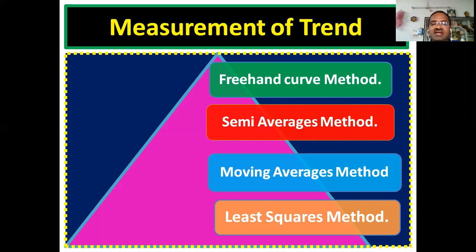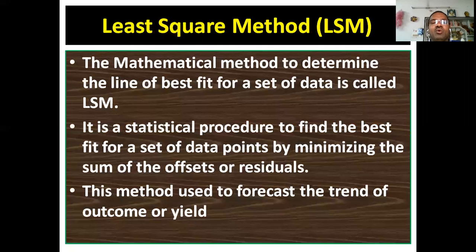Now the fourth method is the least square method. What is the least square method? The mathematical method to determine the line of best fit for a set of data is called the least square method. See, this is a mathematical method. It can be used in measurement of trend so as to determine the line of best fit for a set of data supplied. It is a statistical procedure indeed to find the best fit for a set of data points by minimizing the sum of the offsets or residuals or errors.